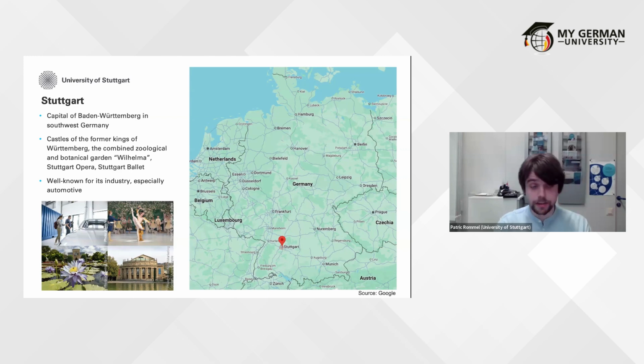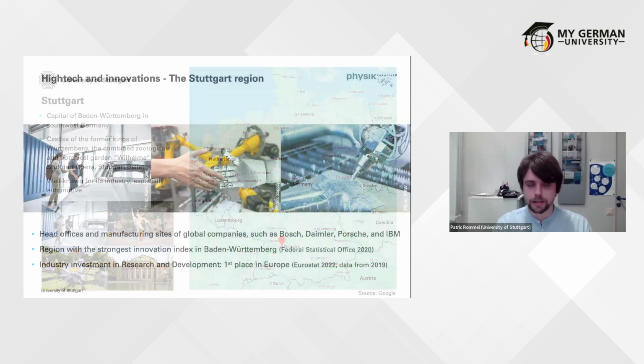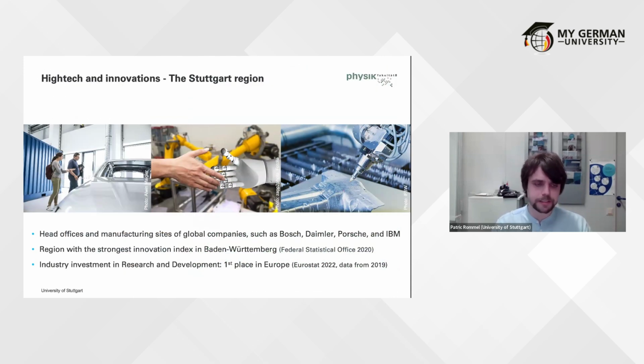But Stuttgart is also very well known for its industry, especially the automotive industry. So we have a lot of offices and manufacturing sites of global companies such as Bosch, Daimler, Porsche, IBM. And according to some measures of innovativity and investment in research, Baden-Württemberg and the Stuttgart region is up there in Europe.